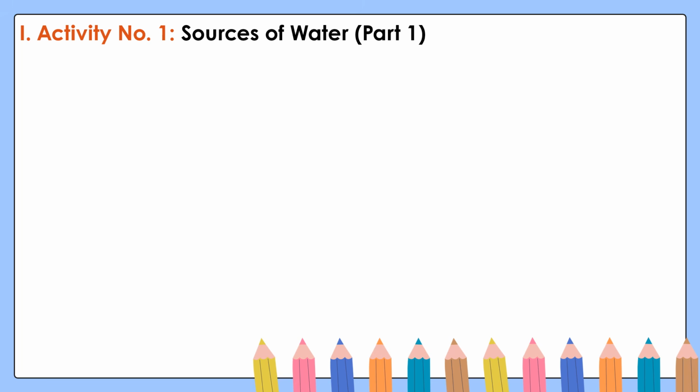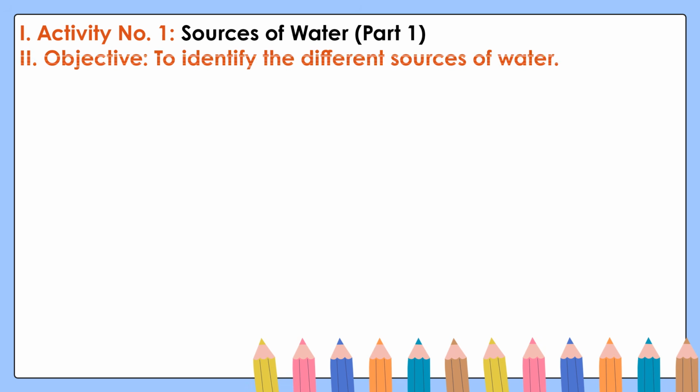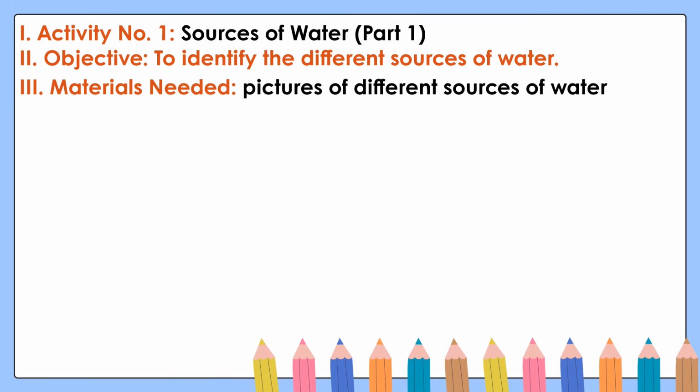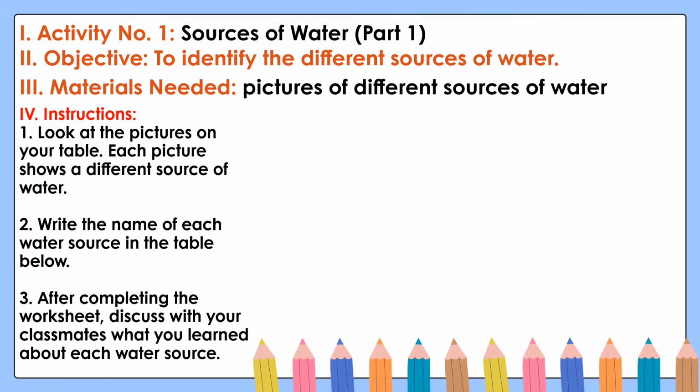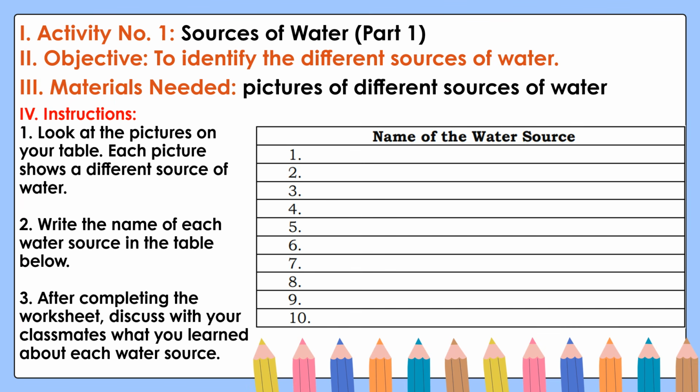Activity number 1, Sources of Water, Part 1. Objective: to identify the different sources of water. Materials needed: pictures of different sources of water. Instructions: first, look at the pictures on your table. Each picture shows a different source of water. Write the name of each water source in the table below. After completing the worksheet, discuss with your classmates what you learned about each water source.